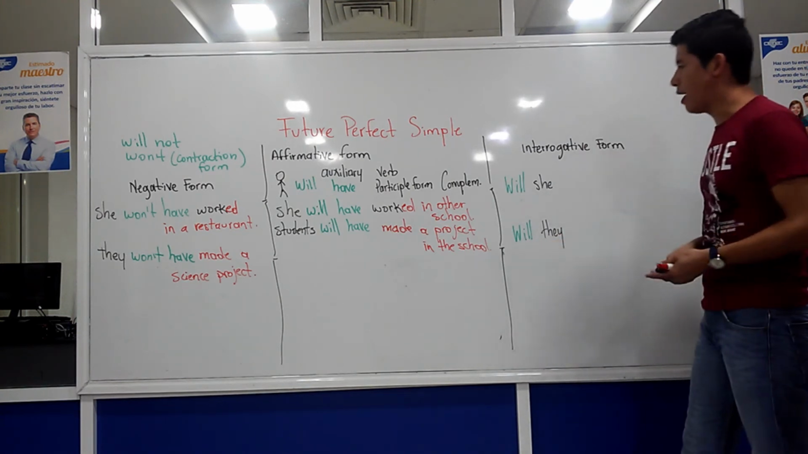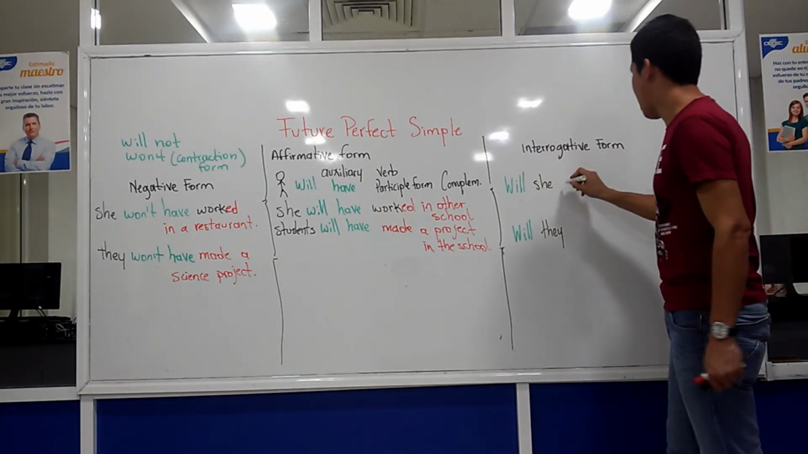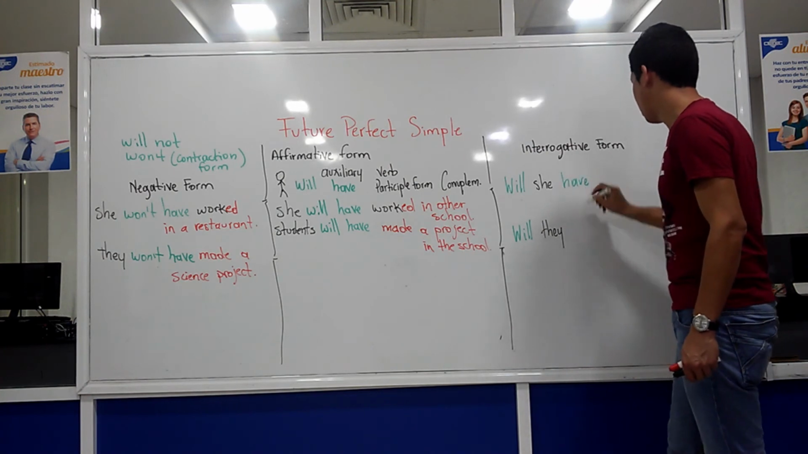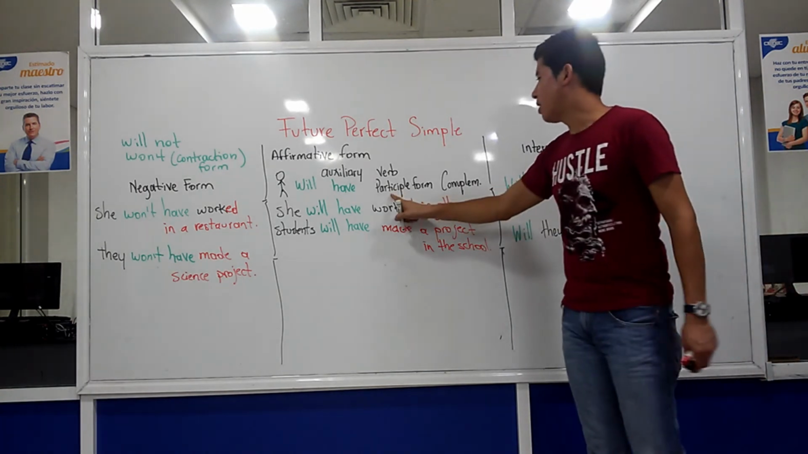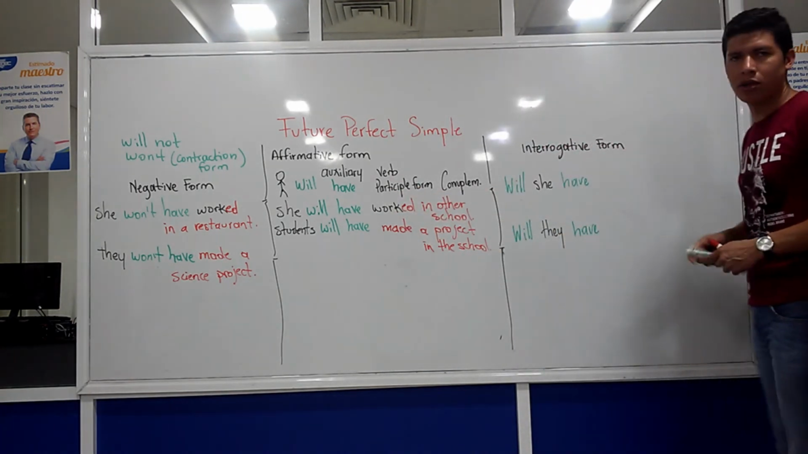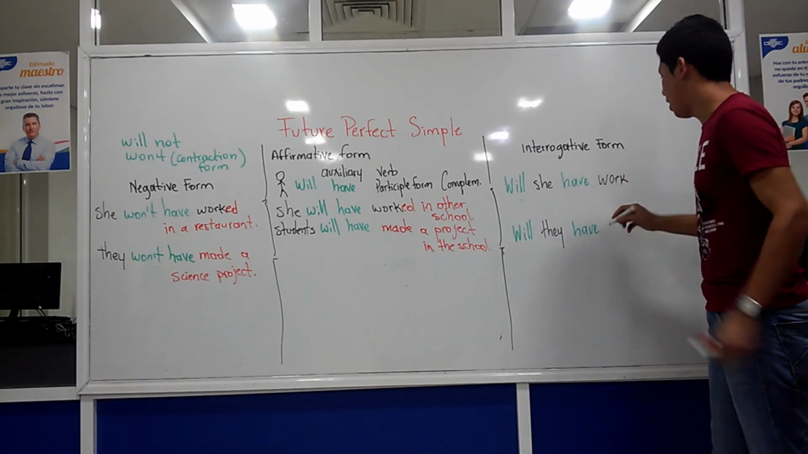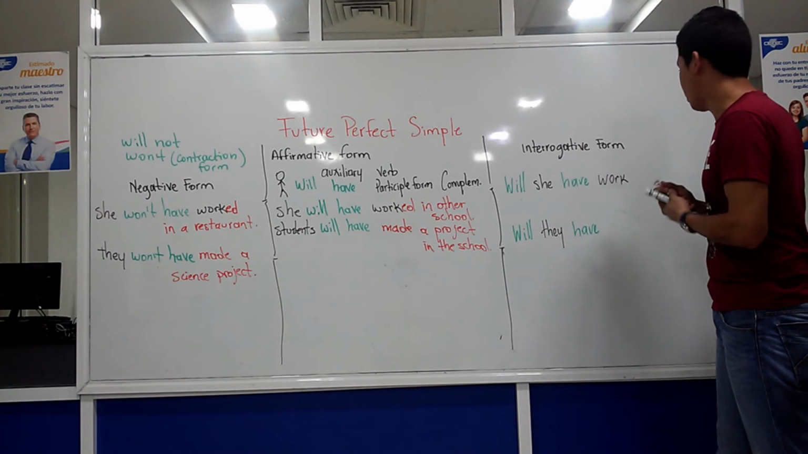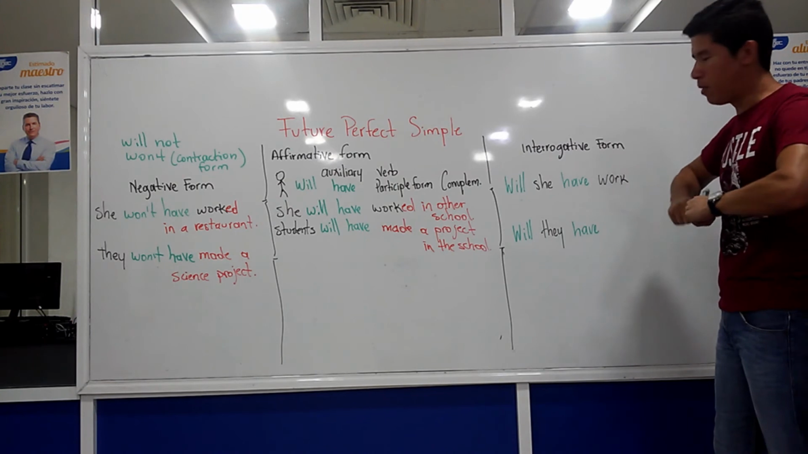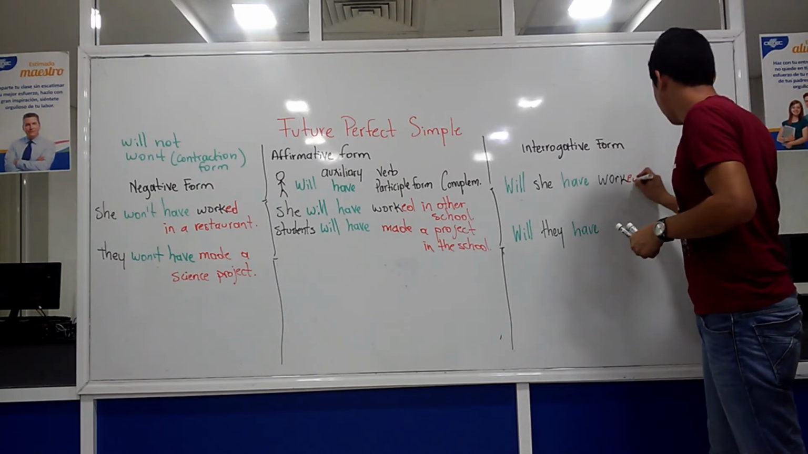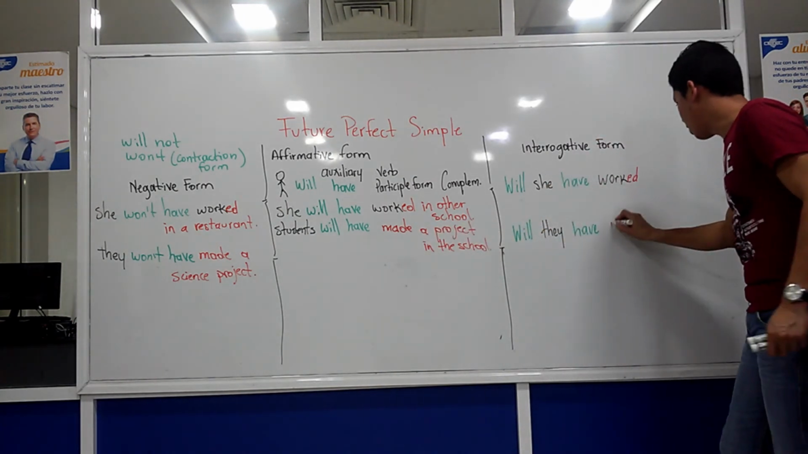Will they, and I have to use will always. Once again, will she have? Will they have? And I use the verb in the past participle form. Okay, I say work, and it's a regular verb. I use ed with this verb because it's a regular verb. Okay, and the other is irregular. I use made.